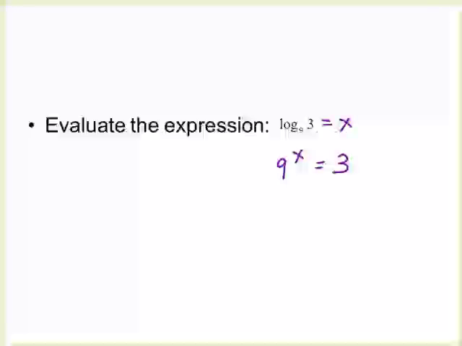So how is 9 related to 3? So how do I get from 9 to 3? The square root. The square root of 9 is 3. Well, how do I write a square root as an exponent? A 1/2. Back in chapter 7, we learned that fraction exponents are the same thing as roots. That 9 to a 1/2 power is the same thing as the square root of 9.